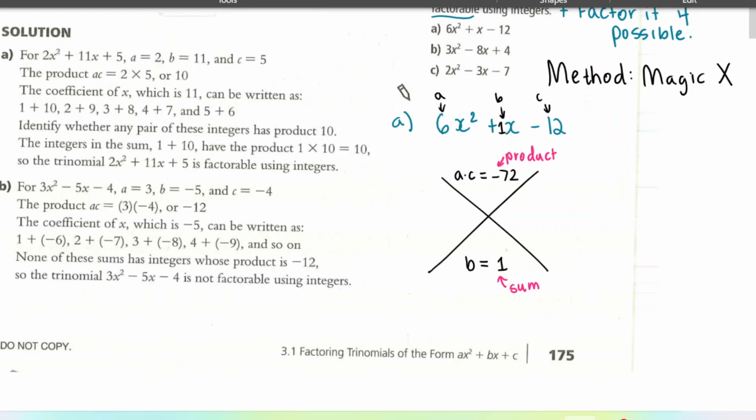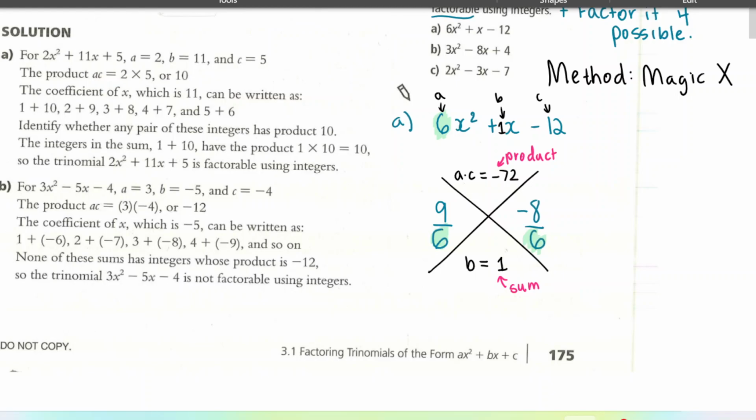If their product is negative, though, I know one of the numbers has to be negative. So the numbers are 9 and negative 8. Okay, here's where this method changes a little bit. What you have to do now is divide both of those by the leading coefficient. And you didn't have to do this before because the leading coefficient was 1, so dividing by 1 wouldn't change anything, but here we're going to divide by 6.